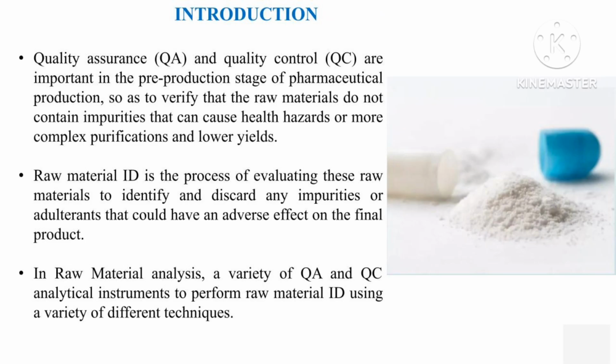Quality assurance and quality control are important in the pre-production stage of pharmaceutical production, to verify that the raw materials do not contain any impurities that can cause health hazards or more complex purification and lower yield. Raw material ID is the process of evaluating these raw materials to identify and discard any impurities or adulterants that could have any adverse effect on the final product.